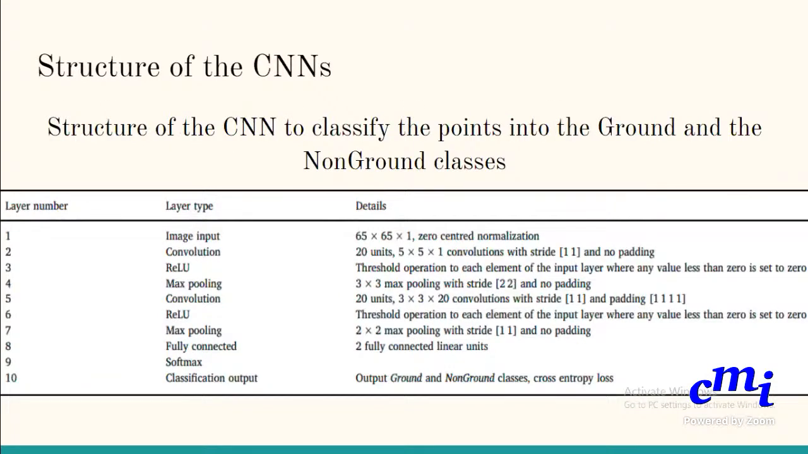Yeah. So another CNN is to classify the points into ground and non-ground classes. The previous one was to classify it into high grass and low grass. This was to classify it into ground and non-ground classes. So similarly, here we have an image input, 20 units of convolution, ReLU, max pooling, again convolution, ReLU, max pooling, fully connected layer, softmax, and a classification output, which classifies it into ground and non-ground classes. And again, we have used cross entropy loss.